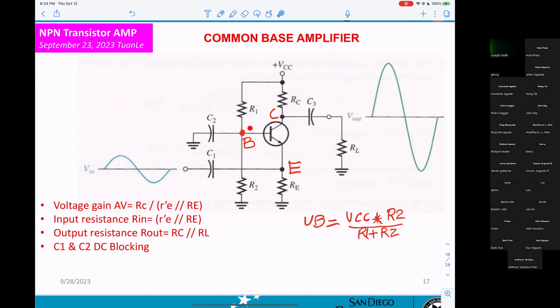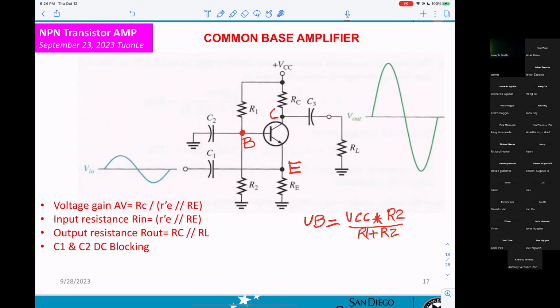When you measure at the B here, you get 0 volts. Something must be wrong with the C2. They short it, so that's why they go to the ground. Okay?